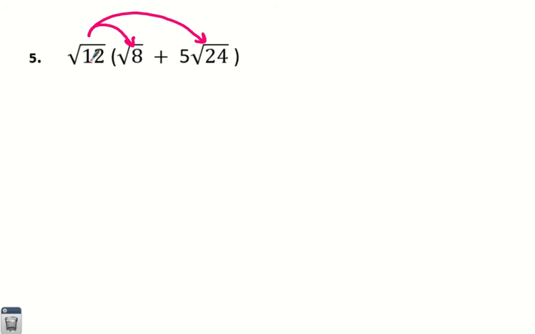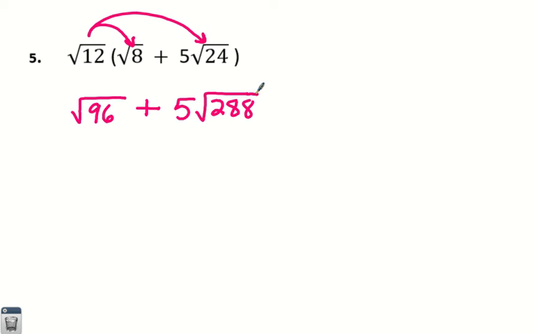So, root 12 times root 8, can we multiply those together? The answer is yes. And so this is going to become the square root of 96 plus, let's see, root 12 times root 24 with a 5 kind of hanging out. So the 5 comes on down, and I can do the root 12 times the root 24. Let me go to my calculator. 288. And so now the issue is I need to simplify now.